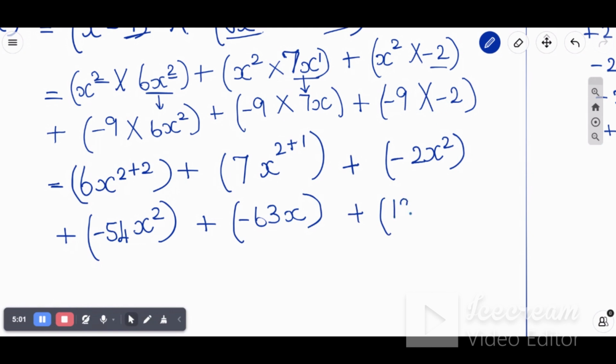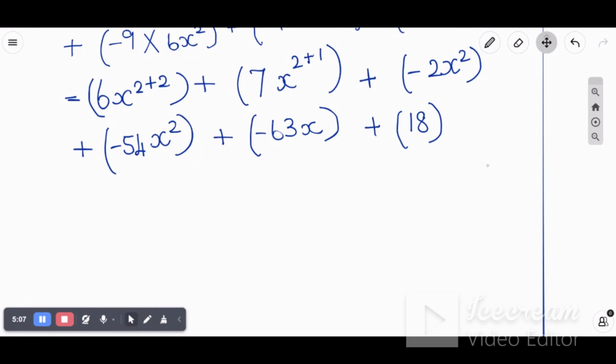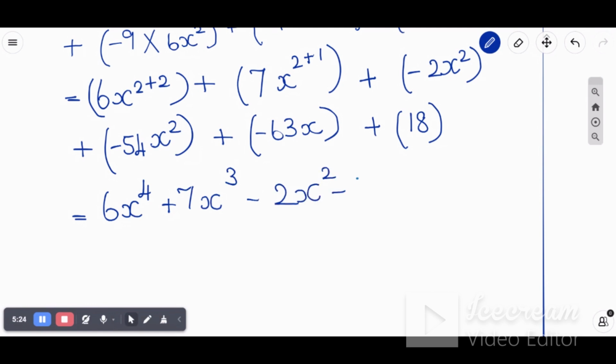So we have to put plus symbols, right? Plus 18. The next step is to simplify. We are going to arrive at the answer 6x power 4, plus 7x power 3, and then minus 2x square and minus 54x square.